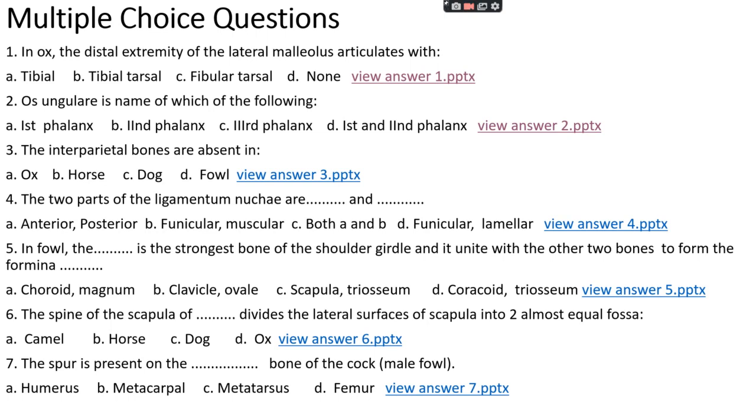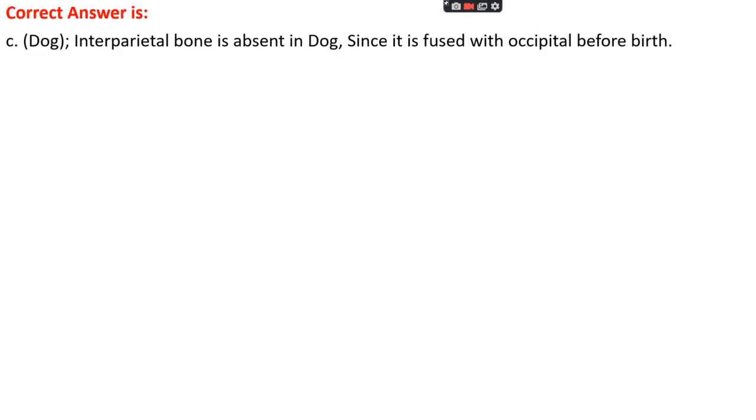Question number three: the interparietal bone is absent in option A, ox, option B, horse, option C, dog, option D, fowl. The right answer is option C, that is dog. The interparietal bone is absent in case of dog. Actually, the interparietal bone is fused with the occipital bone before birth in case of dog. We already discussed the bones of the skull, both the cranial bones and facial bones, in a previous video.